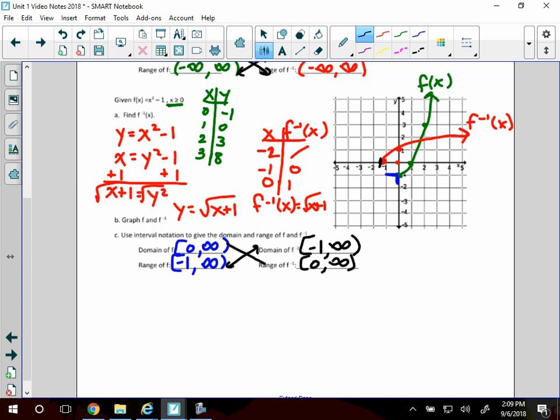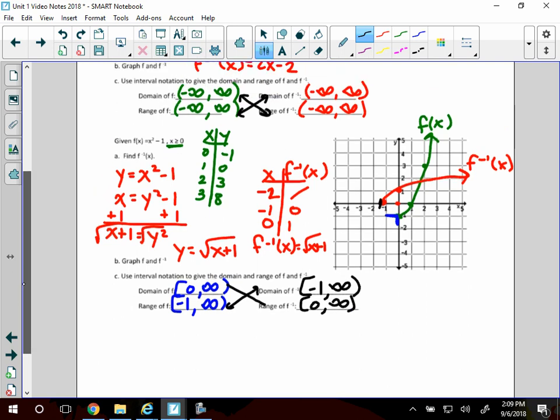So we can kind of see that happening in the domain and range. And we will do some more practice with this over the next few days.